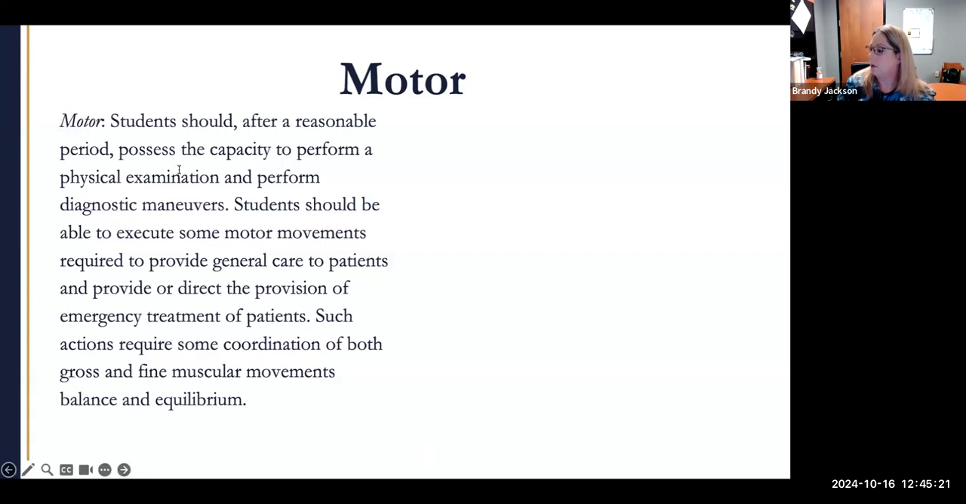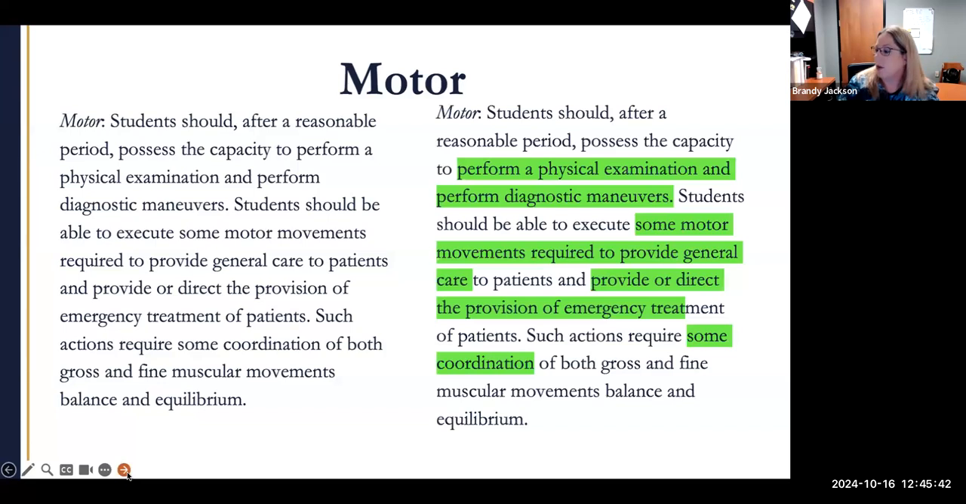I love this crowdsourcing. This is awesome. Take after reasonable period. Yeah. Great comments coming through so far. Yeah, so you guys are coming up with some of the same things we are. Perform some motor movement, provide or direct some coordination, which is what we came up with as well. So great comments, and thank you guys so much for this important discussion.